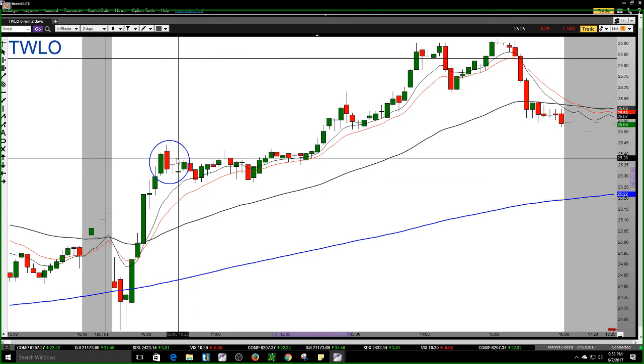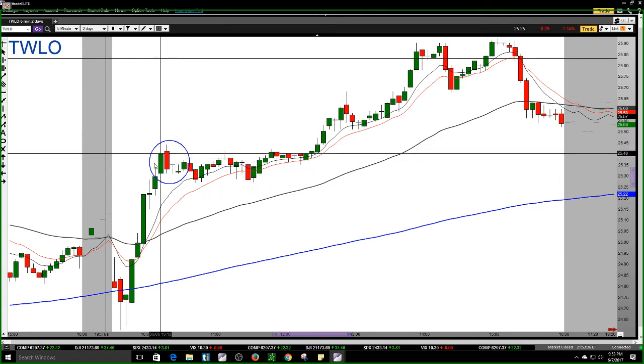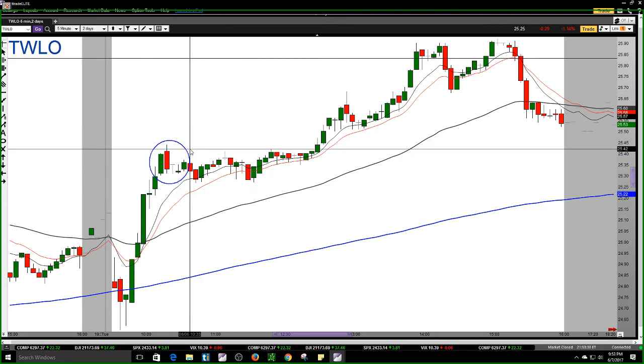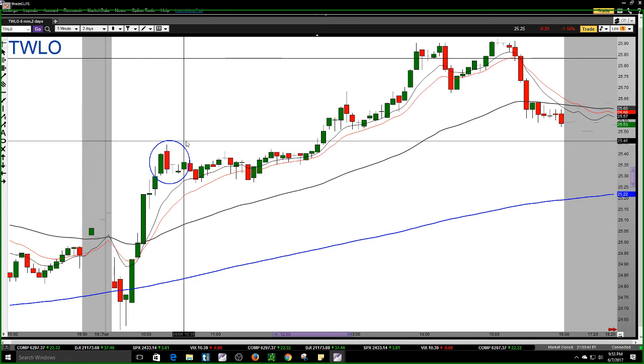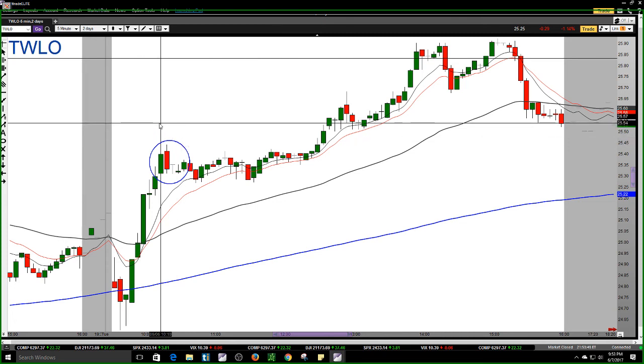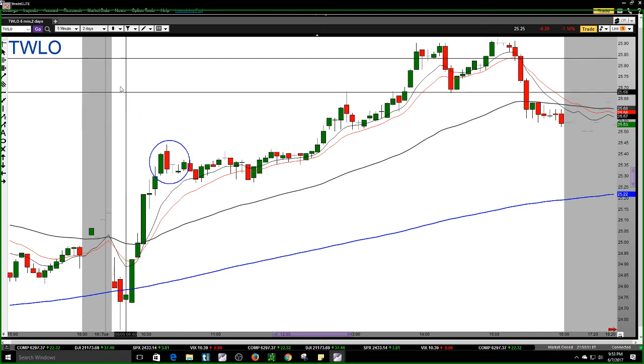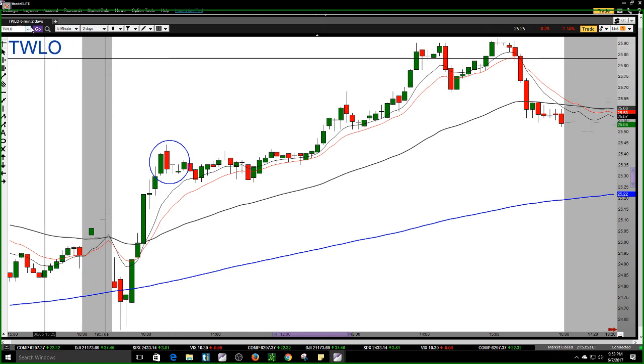The short dark cloud covers are beautiful for me. I love these candles. When I'm looking for a short, I'd rather look for a dark cloud cover than a hanging man or a doji or shooting star. I like dark cloud cover. It really does feel like a menace to me. Maybe it's just me with the meaning of the word, but I like dark cloud covers when I'm looking for shorts.